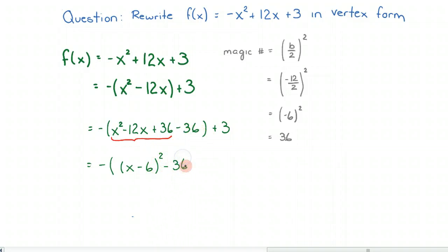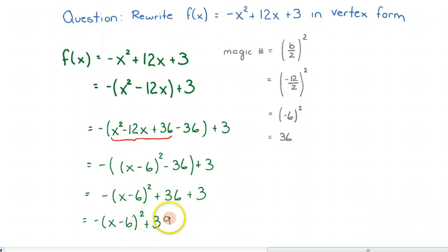minus 36 plus 3, and now we're going to multiply the negative in to give me minus x minus 6 squared plus 36 plus 3. Watch that sign change there. Minus and minus is a plus, which gives me minus x minus 6 squared plus 39.